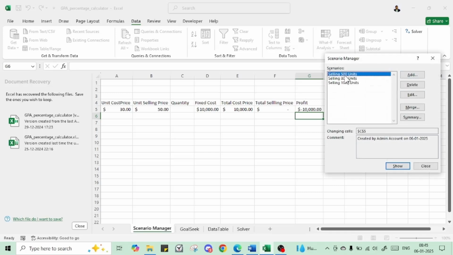And here we got a visualization of all the three scenarios. If you want to see how much profit we get on selling 500 units, we just click on show after selecting it. It's a break even. The profit is zero; the selling price equals the cost price. Selling 800 units, you are getting a profit of $6,000. When selling 1000 units, you are getting a profit. Just a minute, please. I need to check this.